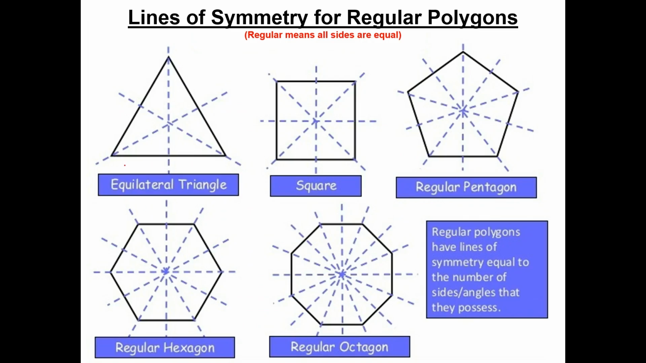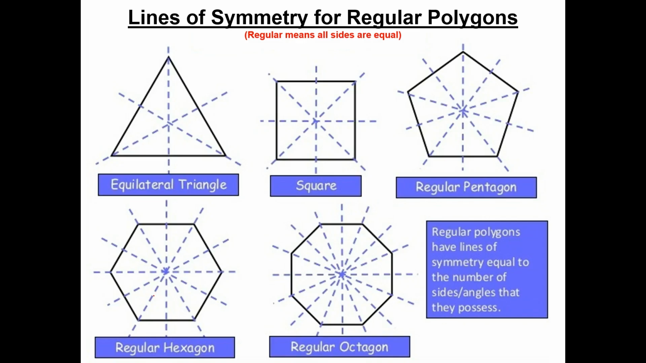Lines of symmetry for regular polygons. Anytime you have polygons that have equal sides, such as an equilateral triangle, however many sides you have is however many lines of symmetry you have. So in this case, there are three sides to an equilateral triangle, so you have three lines of symmetry. A square has all four sides being equal, so you have four lines of symmetry. A regular pentagon has all five sides being equal, so that means you have five lines of symmetry.